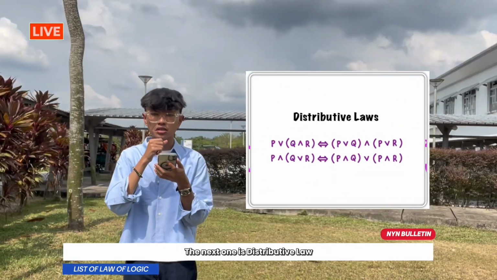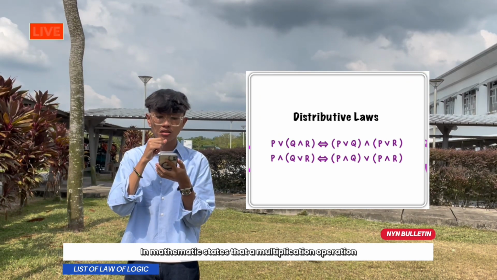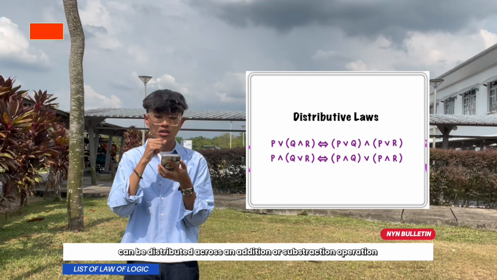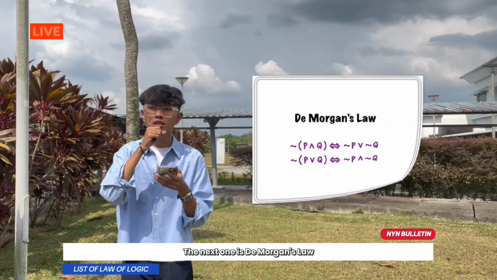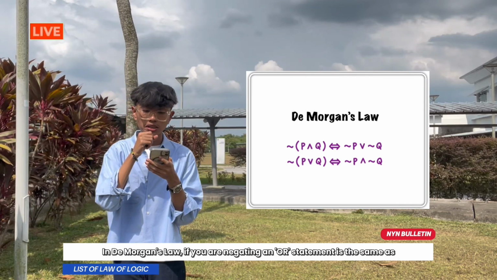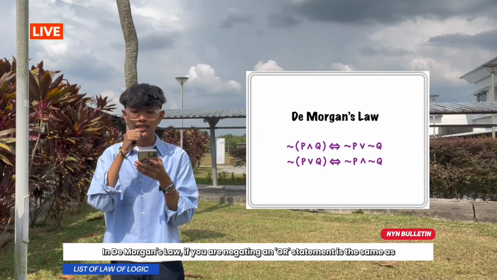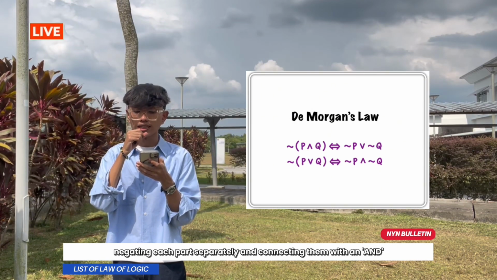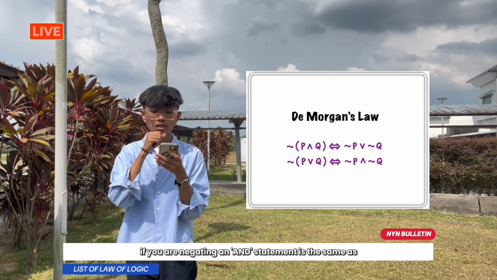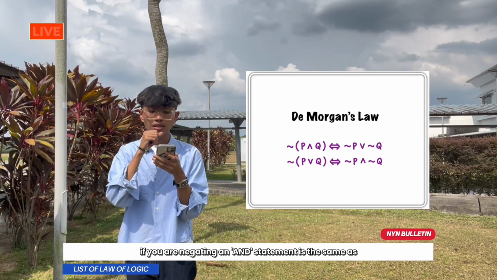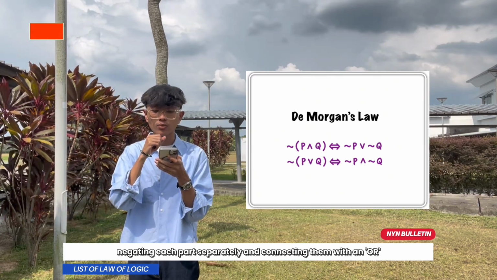The next one is the distributive law. In mathematics, it states that a multiplication operation can be distributed across an addition or subtraction operation. The next one is De Morgan's law. If you are negating an OR statement, it is the same as negating each part separately and connecting them with an AND. If you are negating an AND statement, it's the same as negating each part separately and connecting them with an OR.